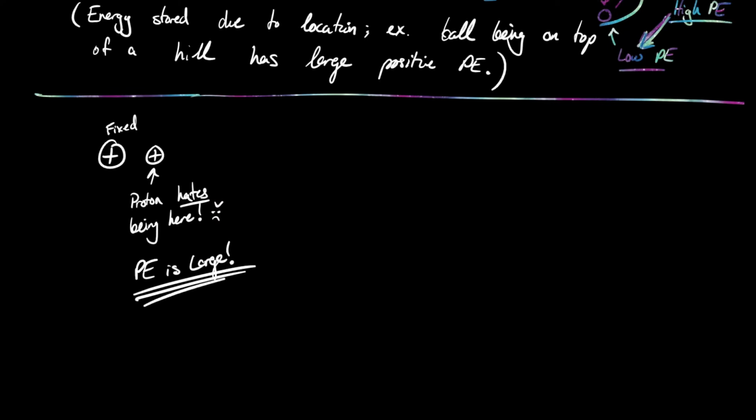Okay? Conversely, where does it prefer being relative to there? It's more enjoyable for it to be over here because it's further away from the other positive charge. It's less stressed to be there. So the proton is cool with it. Now it'll still get pushed, but it'll only get pushed a little bit. Relative to here, it'll get pushed a lot. So here, we'll say PE is smaller. Okay?